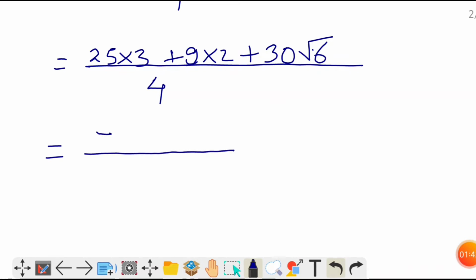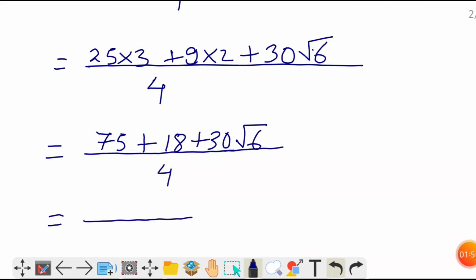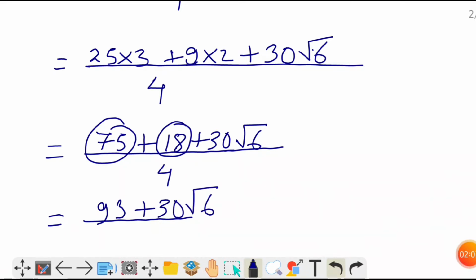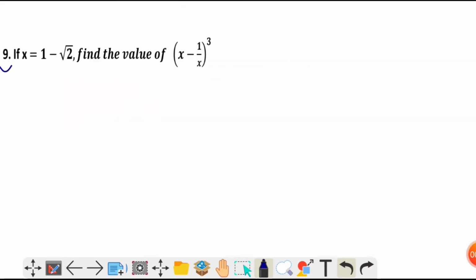Next, 25 into 3 is 75, plus 9 twos are 18, plus 30√6 by 4. Now we have to add 75 plus 18. So 75 plus 18 will give 93 plus 30√6 upon 4. So this is the answer of (x + 1/x) whole square. So next question is question number 9.